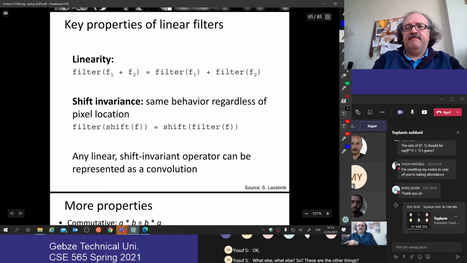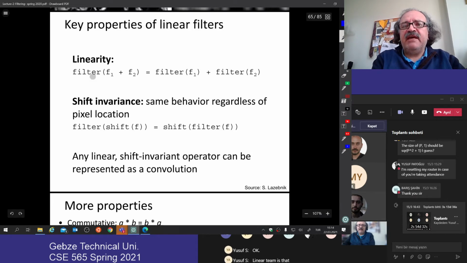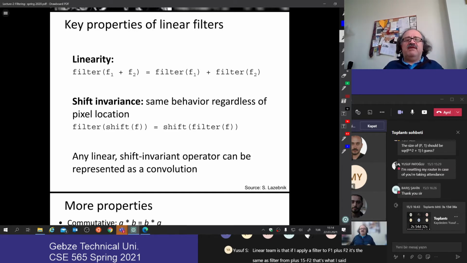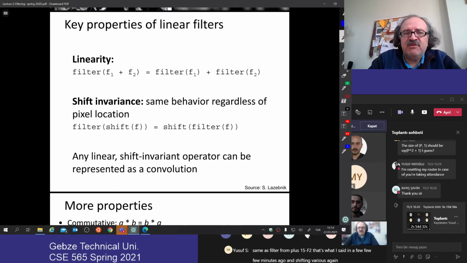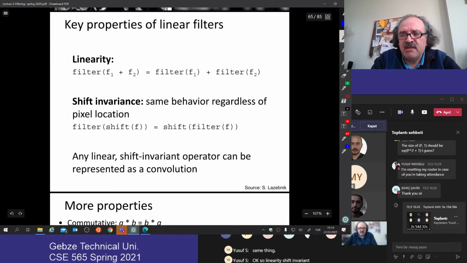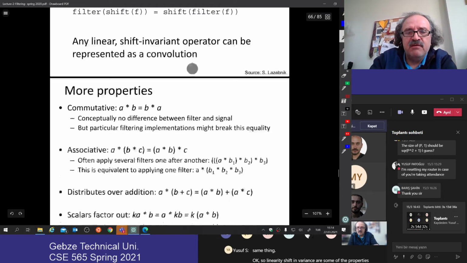Linearity. Linearity means that if I apply a filter to f1 plus f2, it is the same as filter f1 plus filter f2. That's what I said a few minutes ago. And shift invariance again. It doesn't matter if I shift my image left or right and apply the filter, or apply the filter and shift the image left or right. It's the same thing. So linearity and shift invariance are some of the properties of linear filters.